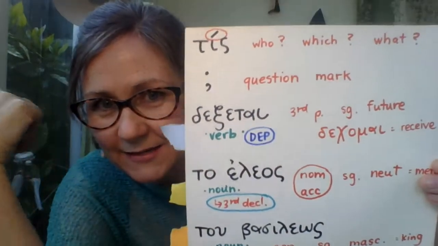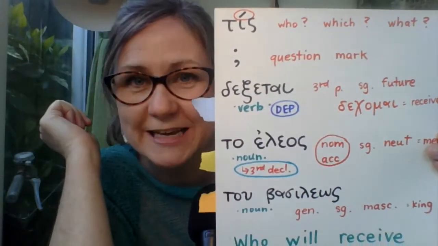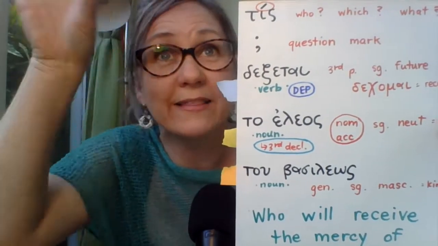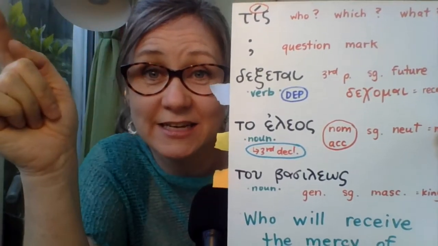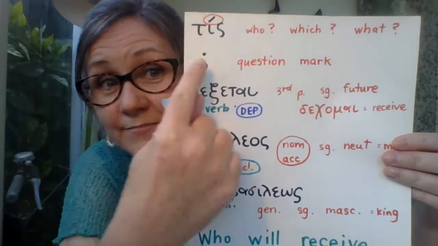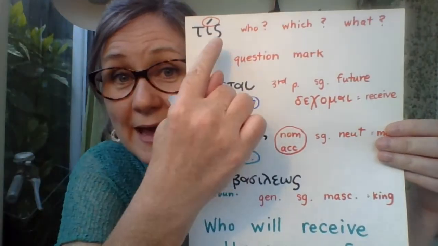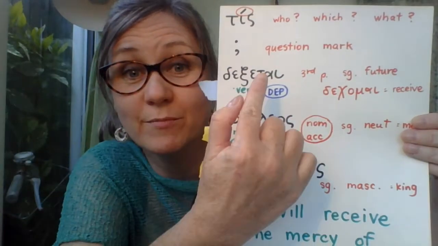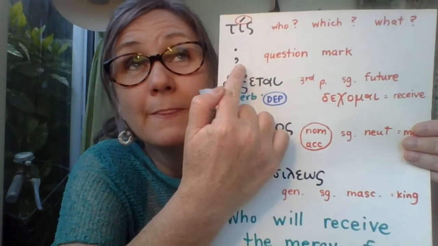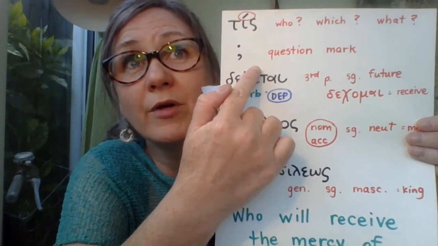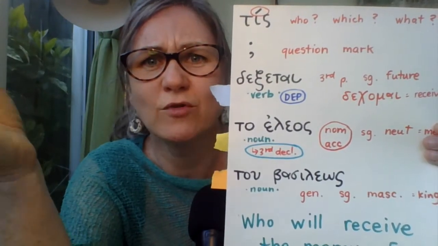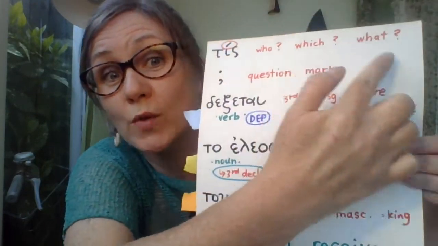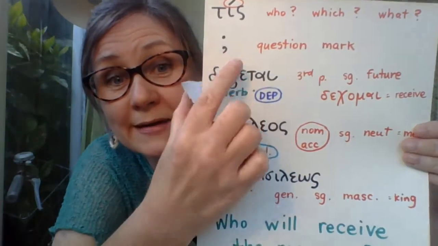A question sentence. First word in the sentence was tis, and we know when we see the tis chart, anything in that chart that has an accent, it's going to be the question version. So it means who, which, or what. And I quickly look to the end of the sentence, and I also see you won't always have punctuation in ancient manuscripts, but in, for example, the critical edition of the New Testament or newer things, you will. So this is your question mark. So we know this is a question. It starts with who, which, or what, ends with a question mark.